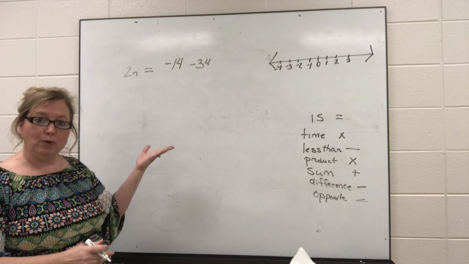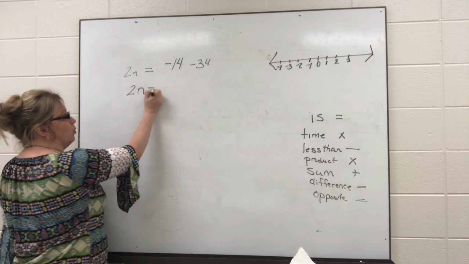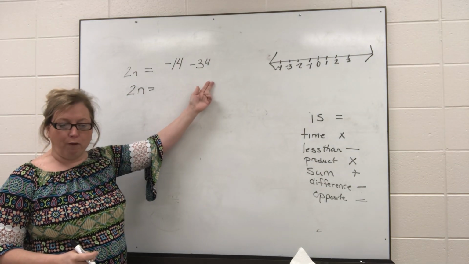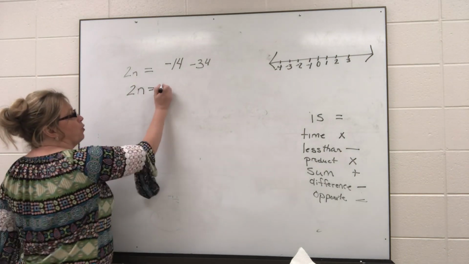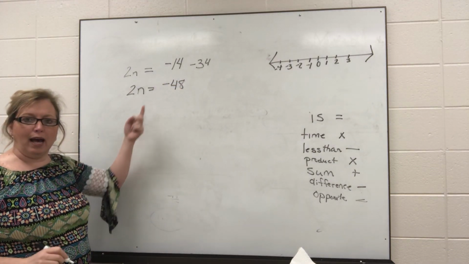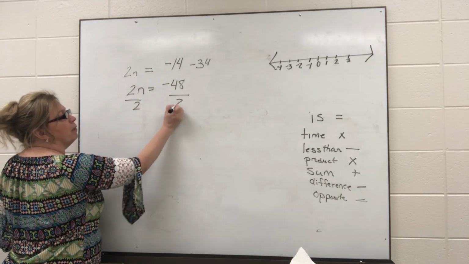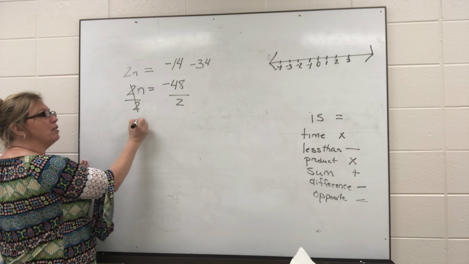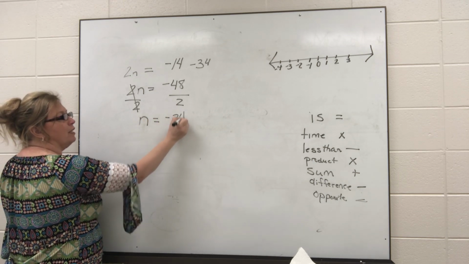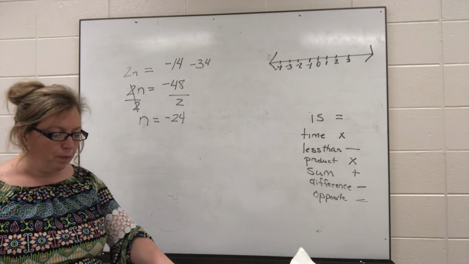Now, all we're going to do is simplify. So I'm going to say 2n equals, what is negative 14 minus 34? It's negative 48. Now, let's get rid of the 2. How do I do that? I'm going to divide each side by 2. My 2's cancel, leaving me n equals negative 24. Negative 24.